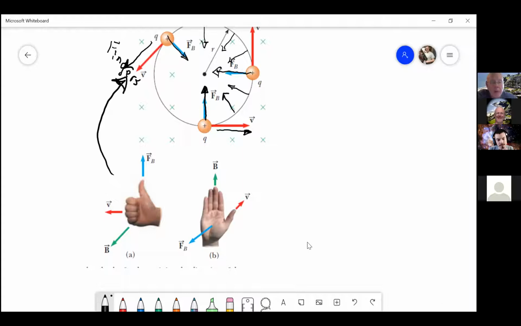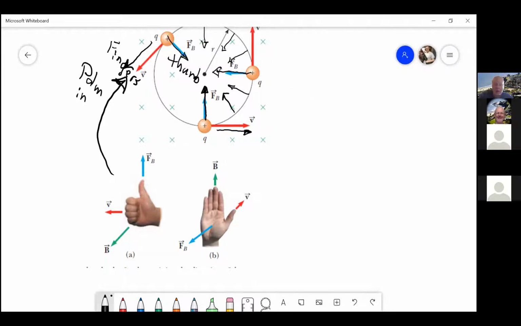And then the palm would have to be facing inward. So palm would go in. And then that would make your thumb right here. If you do that anywhere in here, you're going to get a force that is always perpendicular. And a force that is always perpendicular is a force that makes a circle. Now, that's just the part that's perpendicular.